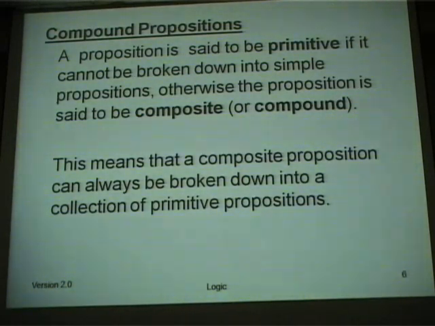A compound or composite proposition is a statement which can be further divided into sub-statements, whereas a primitive proposition cannot be further divided. So that is the main distinct difference between primitive and composite propositions. It is straightforward to determine the truth value of a primitive proposition, very quickly. But in a compound proposition, it's not straightforward.